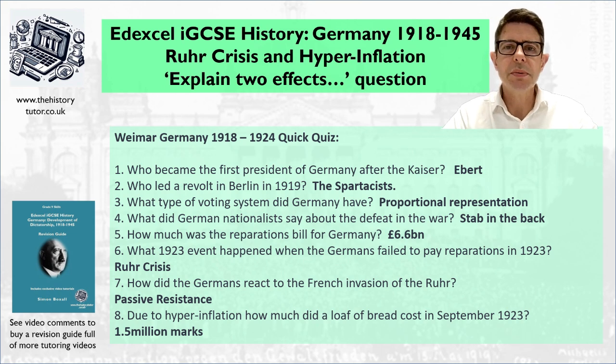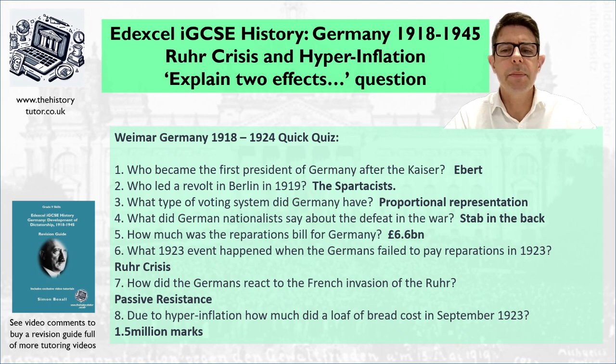So if you won 40% of the vote and won the election, you wouldn't necessarily have a majority in the Reichstag. You only have 40% of the seats. So that means they had to form a coalition with other parties to help form a government. I've got more about that in my revision videos and my revision guides for you to have a look at, and how that causes a problem for Weimar Germany.